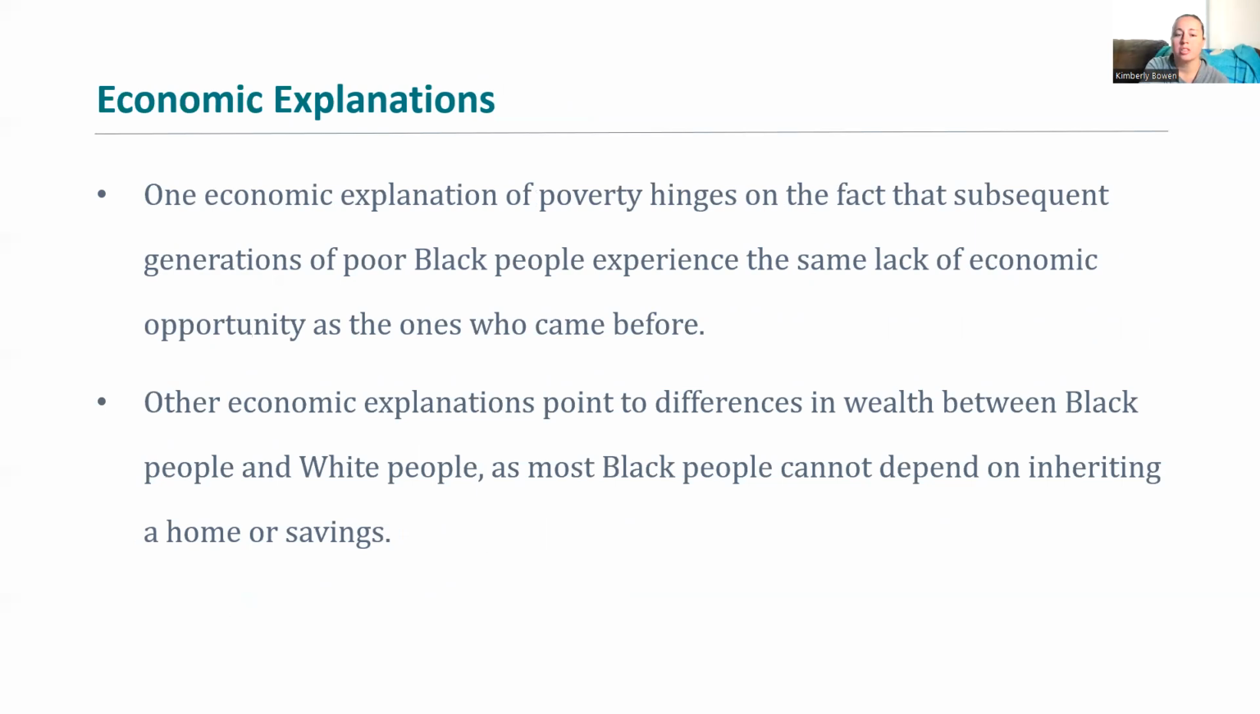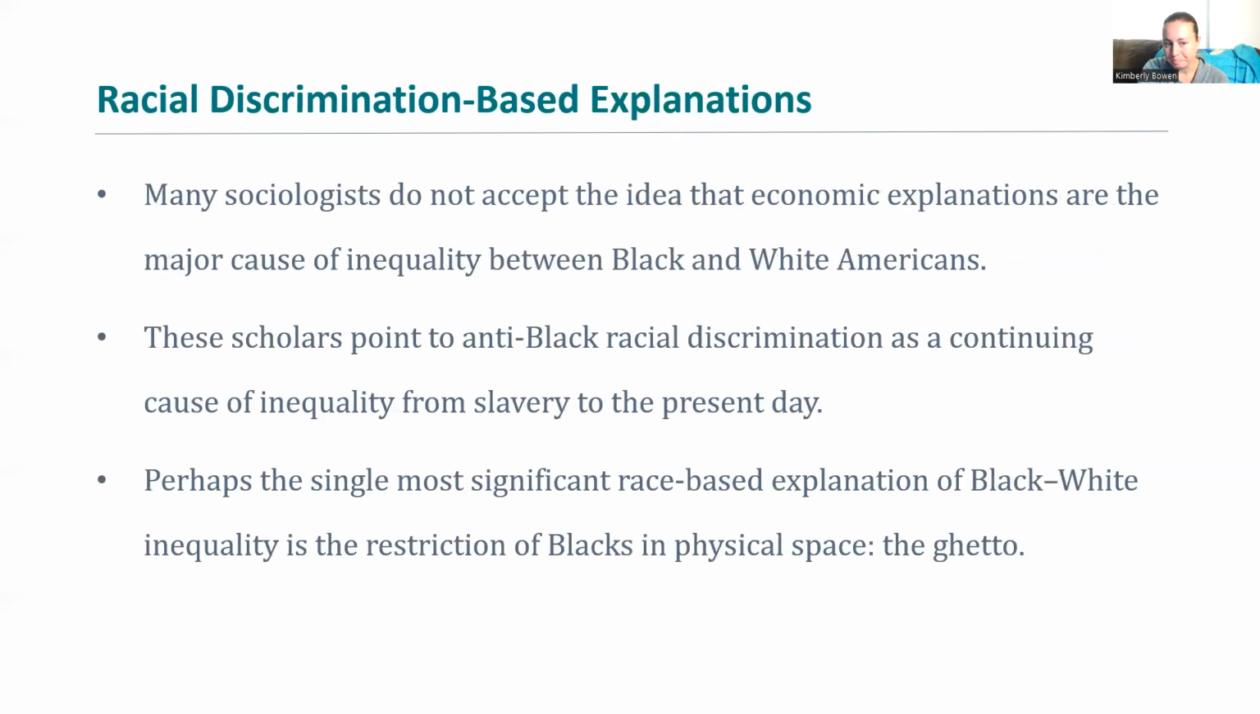One economic explanation for poverty hinges on the fact that subsequent generations of poor Black people experience the same lack of economic opportunity as the ones who came before. And we've talked a lot about that. And another one points to the differences in wealth between Black and white people, as most Black people cannot depend on inheriting any kind of home or savings from the generations before them.